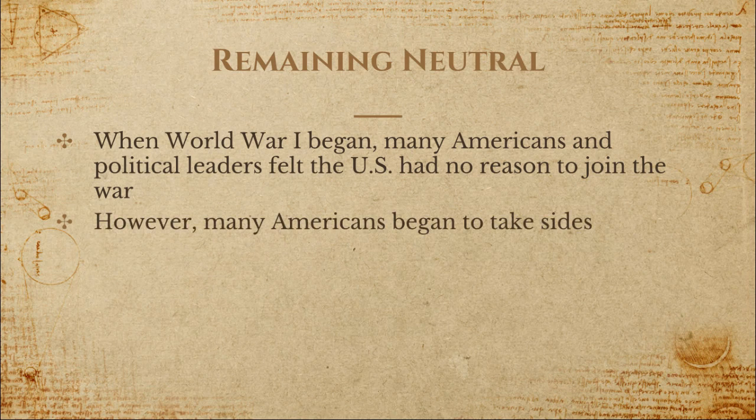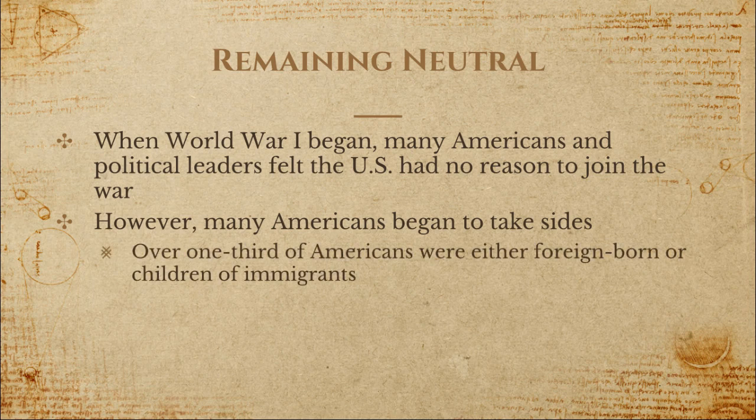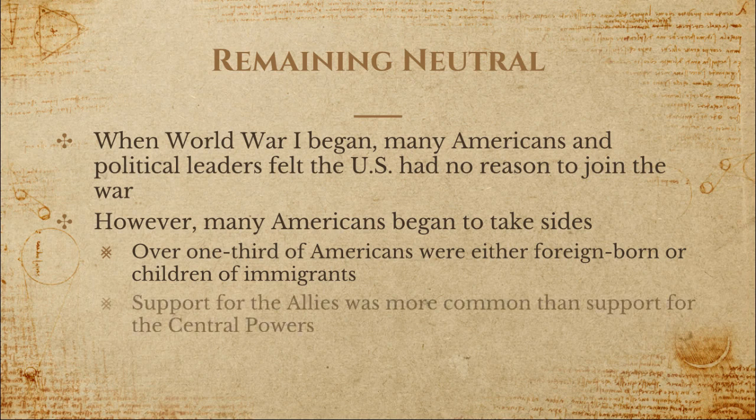However, many Americans did begin to take sides in the war because at this point in time, over one-third of Americans were either foreign born or children of immigrants. So a lot of Americans still had very close ties to Europe. Americans would support both sides as there were many German immigrants who supported the Central Powers, but support for the Allies was far more common, especially due to the history and ties between America and Great Britain and France.